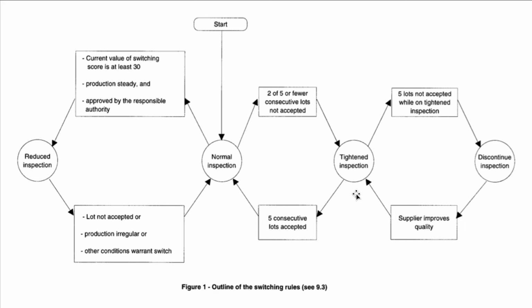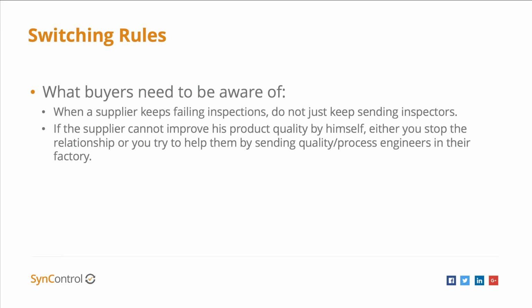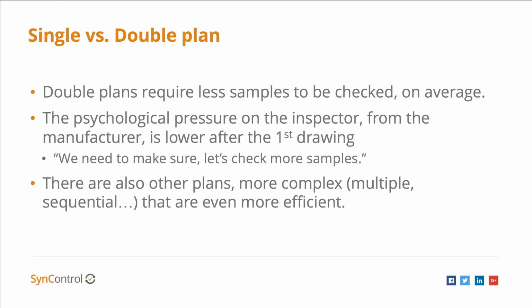Okay, and then if it keeps going bad, then don't go for inspection, or maybe go for 100% inspection. Maybe just change the supplier. Something is just not working. All right. Again, either you stop the relationship if they really keep failing, or maybe send some process engineers, send some quality auditors, maybe to understand why.